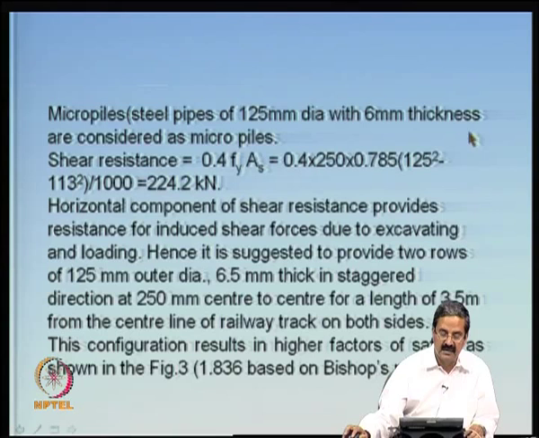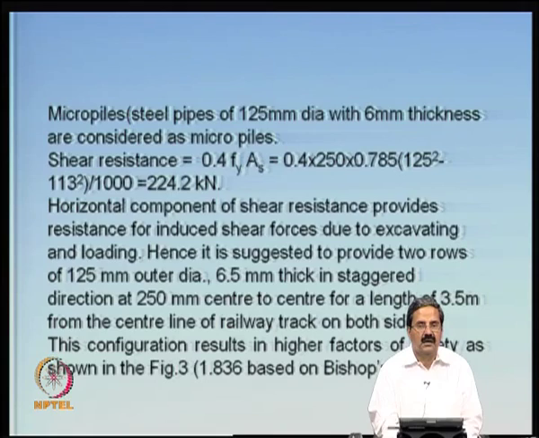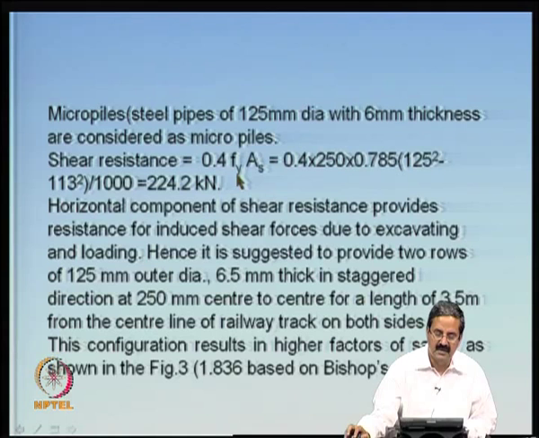If you go to the tables, we know the shear strength of steel. Steel is very good in tension, but it can also be used as a shear member, because compared to soil its shear resistance is much higher; it cannot be sheared easily. So what is its capacity? If you look at the books, it is 0.4 Fy into As, the area of the section, and so on with the calculations. 224.2 kilonewtons was the shear resistance from a single pile.